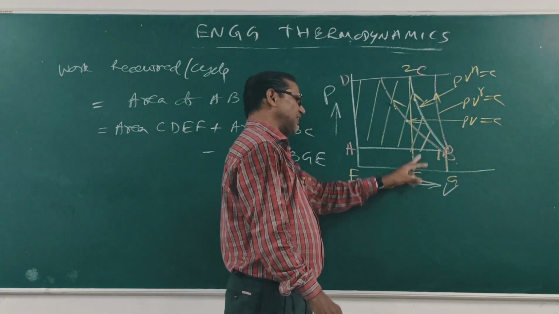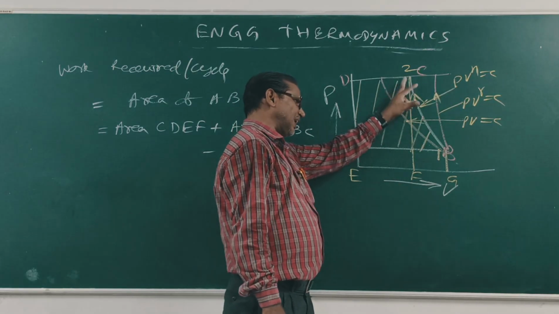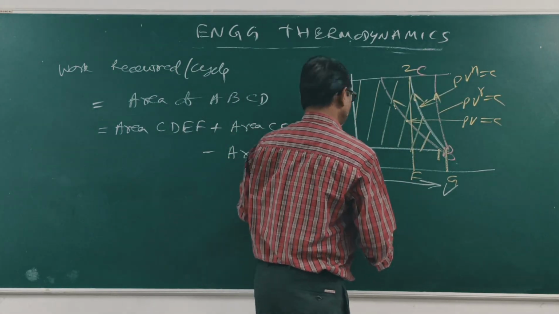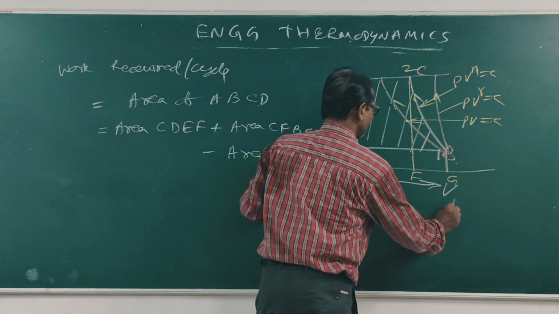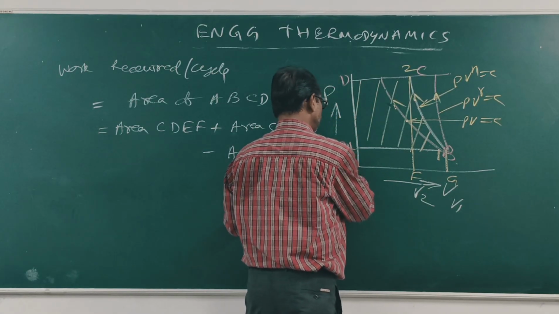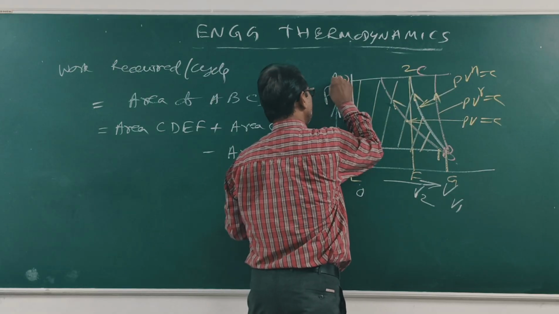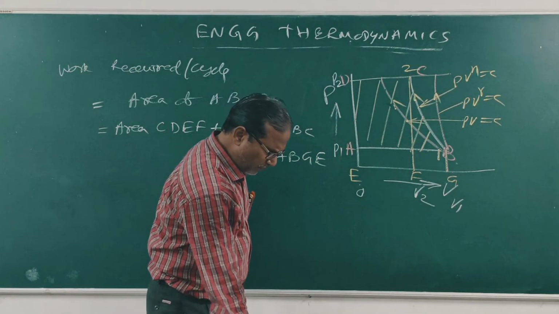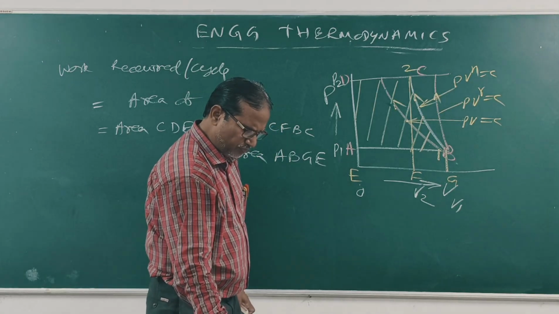Clear? What is this area? This is a rectangle. What is area? Length times breadth. This is B1. This is B2. Origin. This is P1. This is P2. Right? P1, P2, B1, B2.